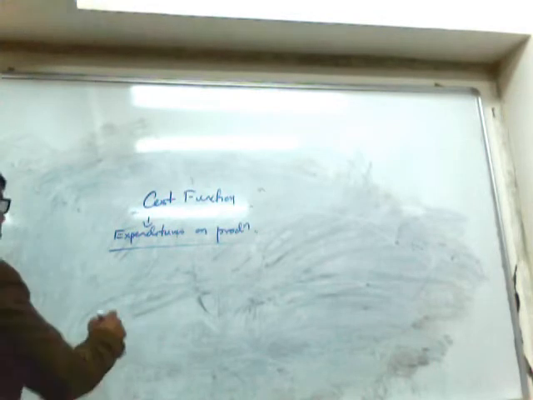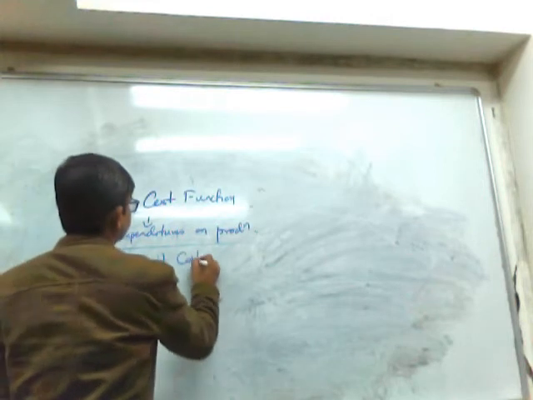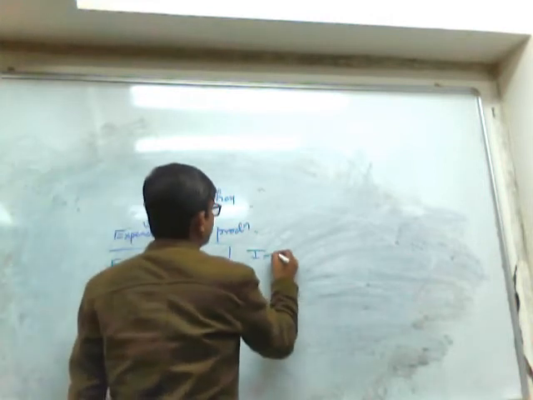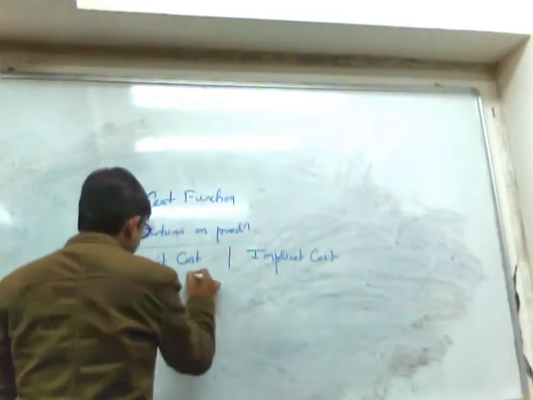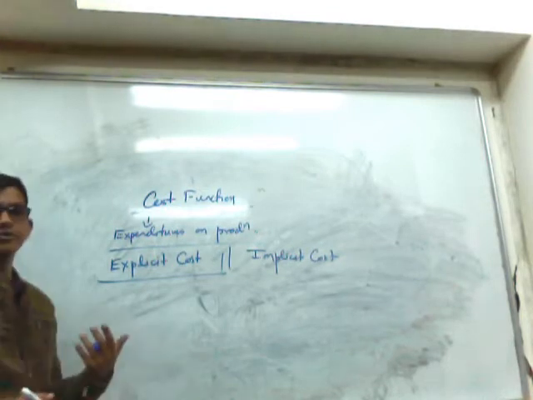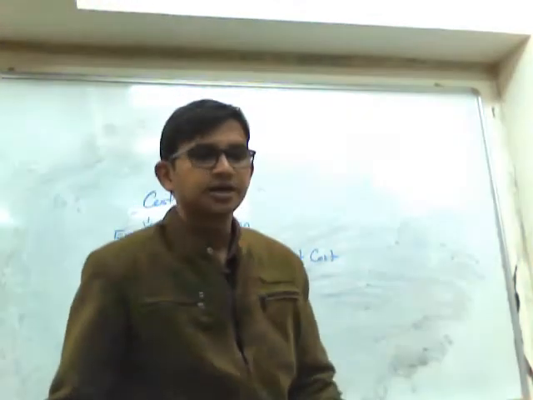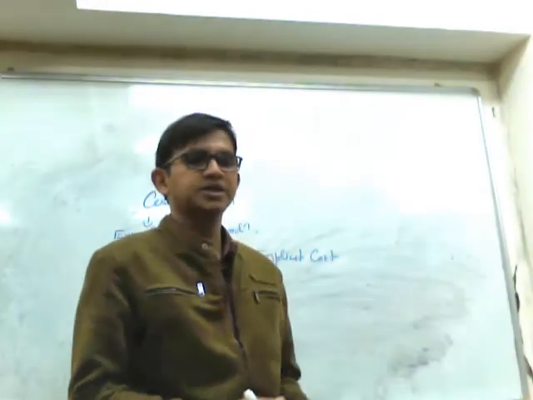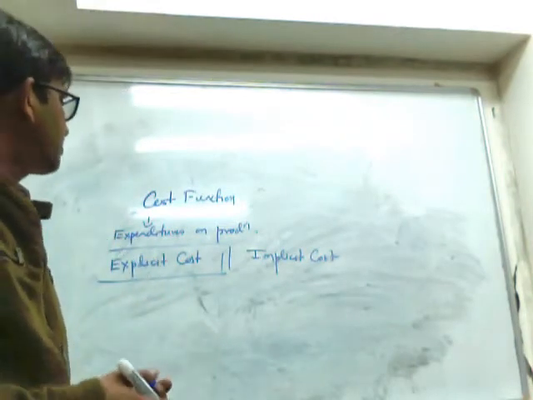For example, the case of explicit cost and implicit cost. So what is explicit cost? Explicit cost means the part of cost that you can easily enter into a ledger book, that is visible to us. For example, if we consider the case of hiring the workers, hiring the worker means you have to pay the wage which can easily be accounted. So this is the case of explicit cost.